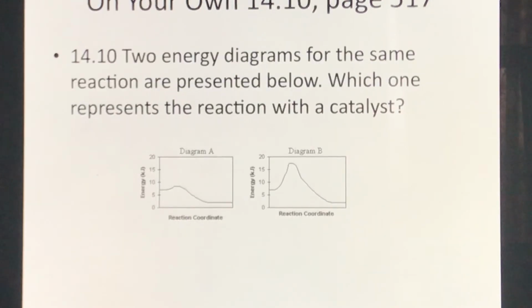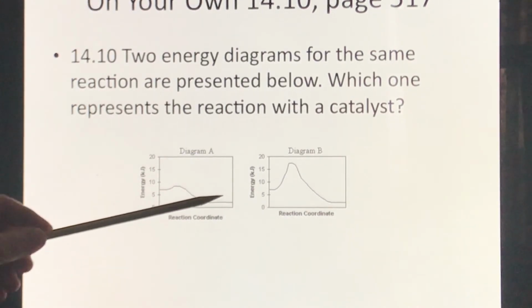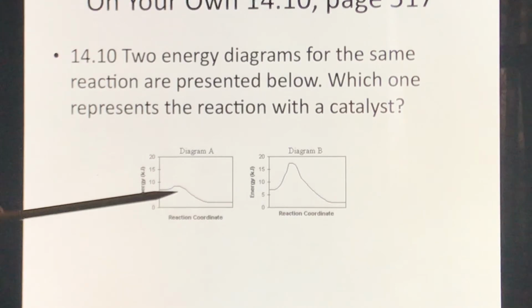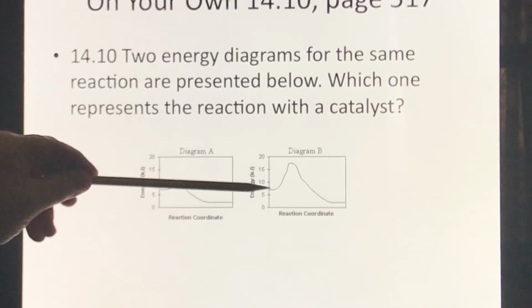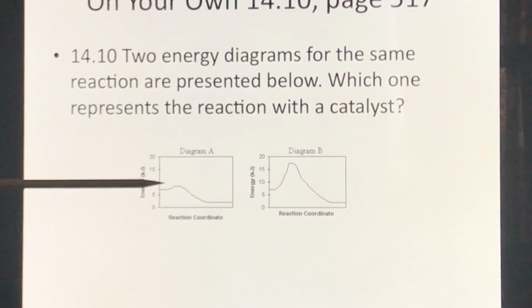All right, on this on your own, 14.10, it says two energy diagrams for the same reaction are presented below. Which one represents the reaction with the catalyst? Well, in this case, it's diagram A, because a catalyst has a lower activation energy. And so since the height of this is lower than the height of this curve here, then this one is the one with the catalyst.